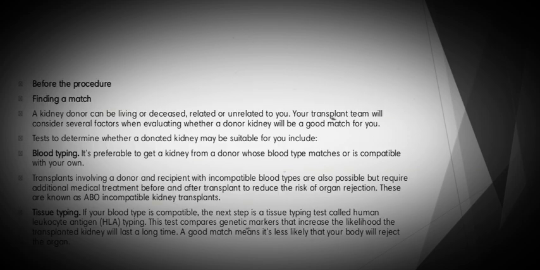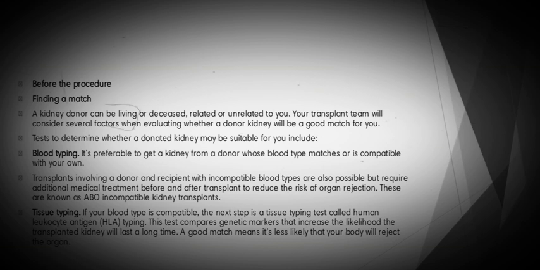Before the procedure, finding a match. A kidney donor can be living or deceased, related or unrelated to you. Your transplant team will consider several factors when evaluating whether a donor kidney will be a good match for you. Tests to determine whether a donated kidney may be suitable for you include blood typing. It is preferable to get a kidney from a donor whose blood type matches or is compatible with your own. Transplants involving a donor and recipient with incompatible blood types are also possible, but require additional medical treatment before and after the transplant to reduce the risk of organ rejection. These are known as ABO incompatible kidney transplantation.